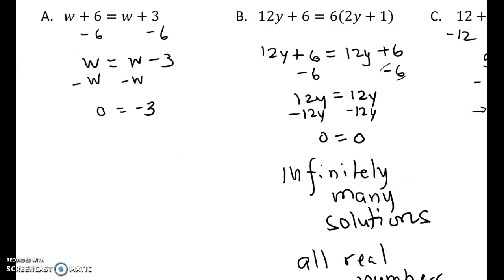With part A, again, the variable disappeared. We're left with a statement that says 0 equals -3. And we know that that is not a true statement. 0 does not equal -3. So in this unique situation in solving for a variable in an equation, and we're left with a statement that is not true, then we are to say that there is no solution for this equation.